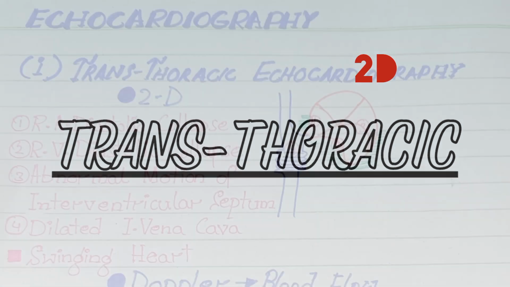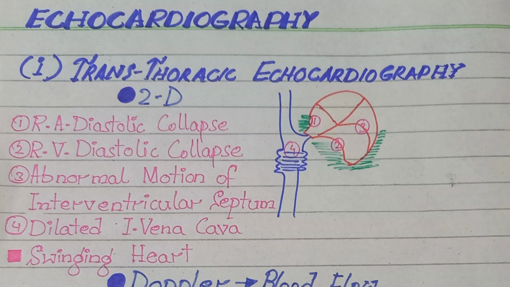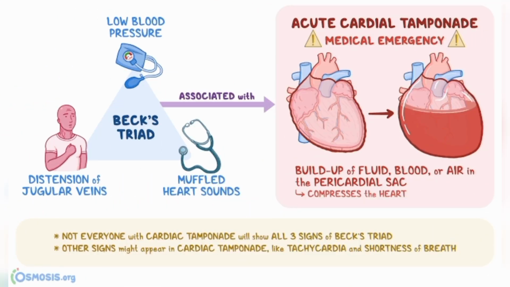First is two-dimensional echocardiography, about which these steps should be followed, which are right atrial diastolic collapse, right ventricular diastolic collapse, abnormal motion of the interventricular septum, followed by dilated inferior vena cava and then swinging heart. If these steps are involved in 2D echocardiography, then we can diagnose a patient with cardiac tamponade.